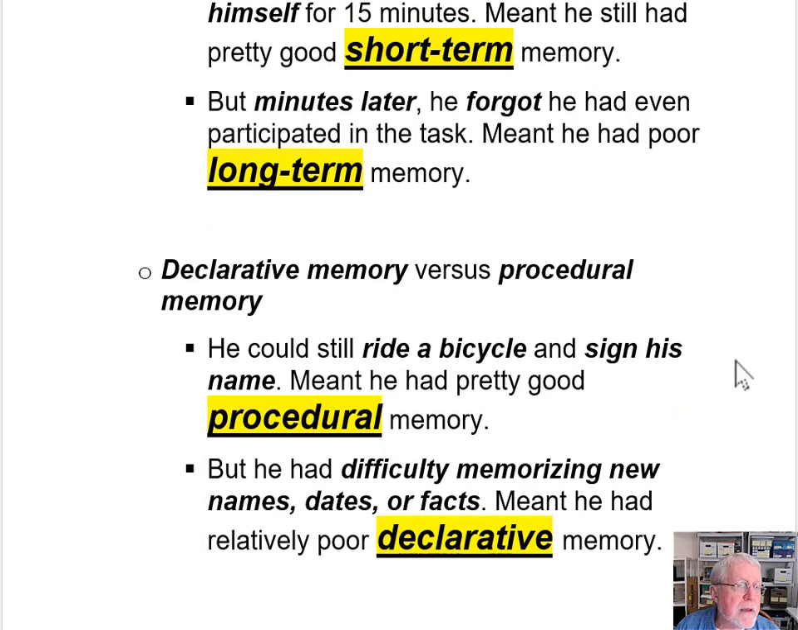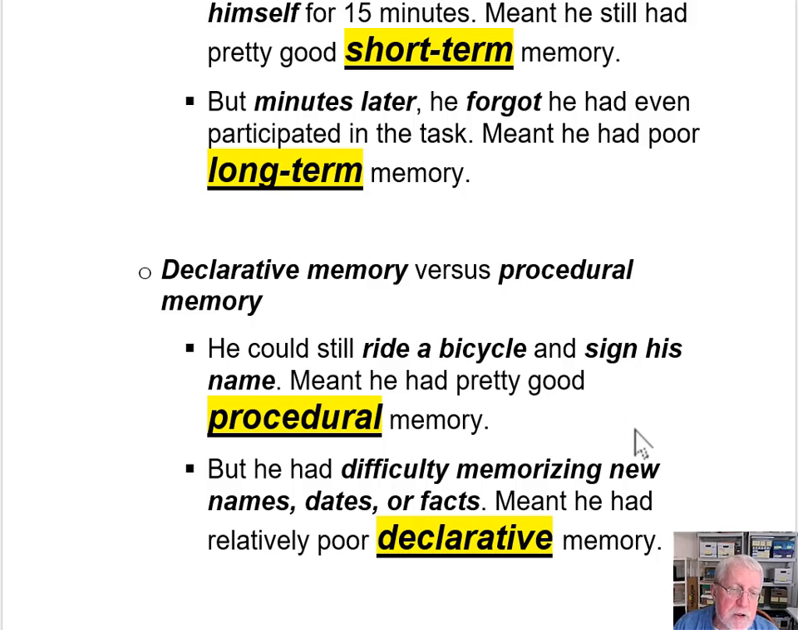After the injury that caused memory problems for him, HM could still ride a bicycle and he could still sign his name. This meant he still had pretty good procedural memory. So he could still do things. Presumably, his memory for how to do things like ride a bicycle were distributed across parts of his brain that had not been damaged in the injury that they described in the video.